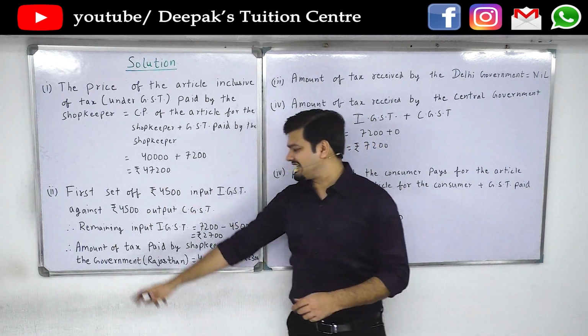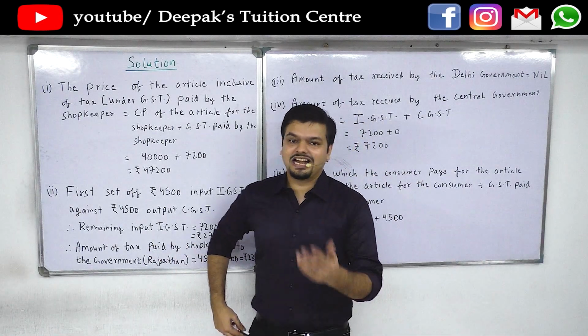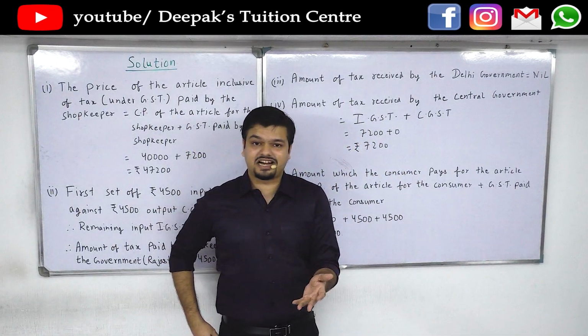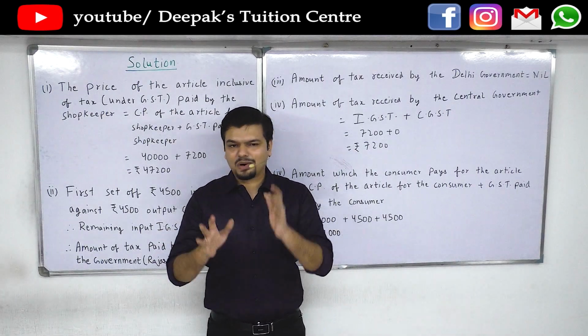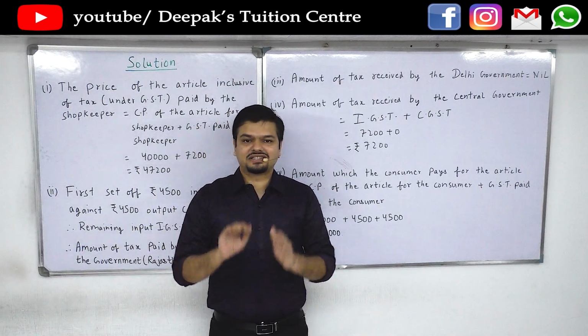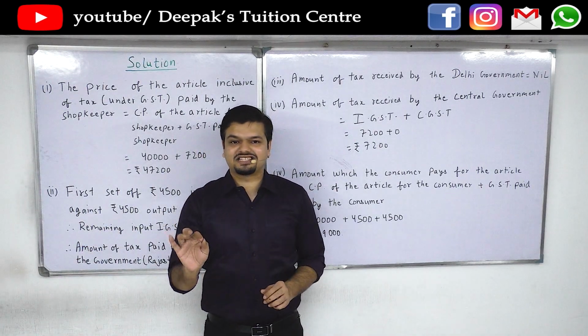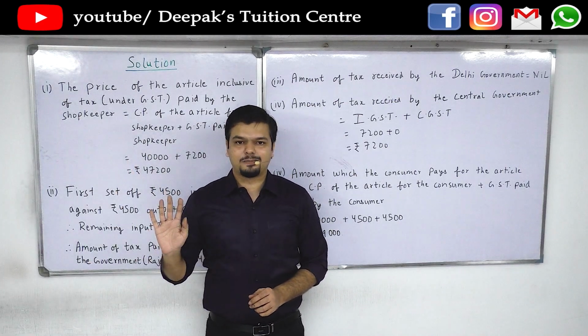The next question asks the amount of tax paid by the shopkeeper to the government. It is not mentioned which government, central or state, and if it is state, which government, Delhi or Rajasthan. But we will focus just on our logic. First, the sale was interstate. So, therefore, the shopkeeper paid IGST, that is 7,200, which will go directly to the central government.